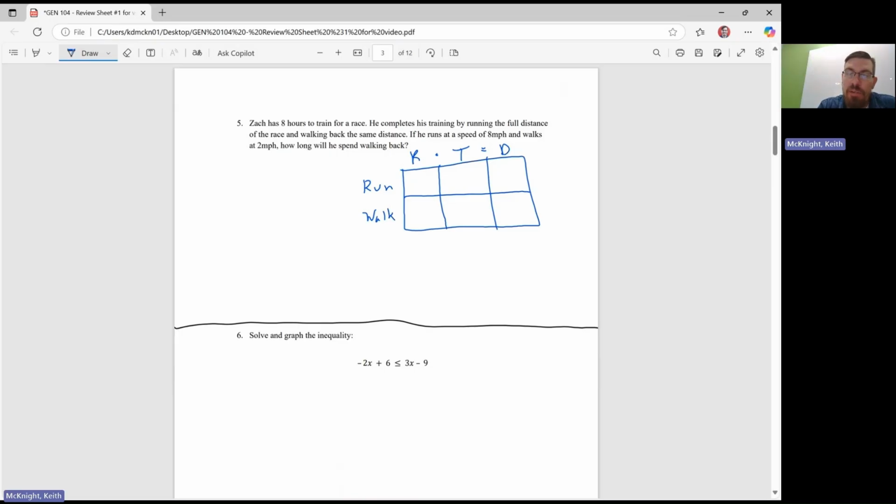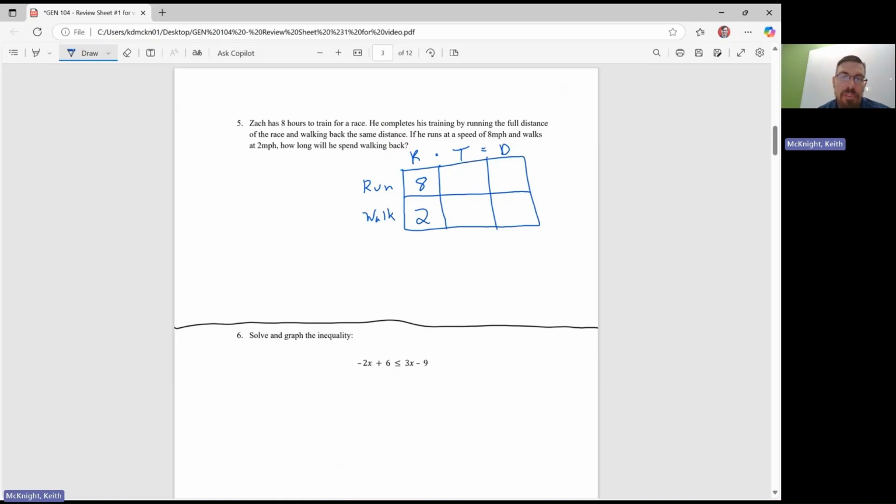Now it tells us that we run at a speed of 8. Well, if it's a speed, that's a rate. So we're going to put 8 in our rate box because we run at a speed of 8 miles per hour. We are going to walk at 2 miles per hour. So that's the rate for the walk. So we're going to put 2 in that box.